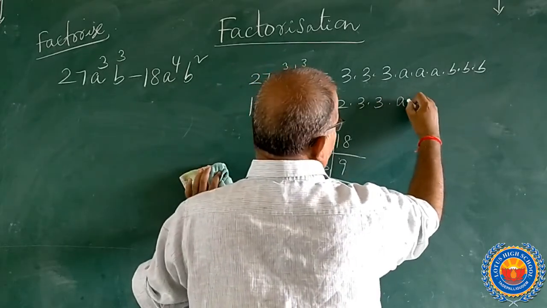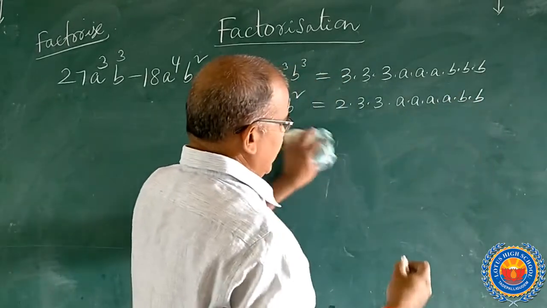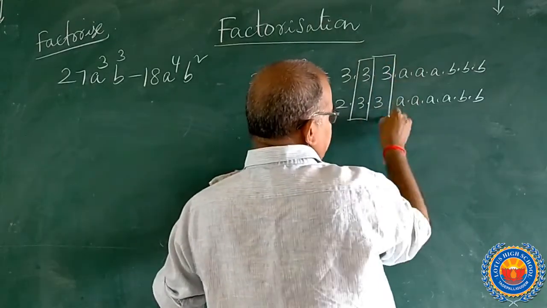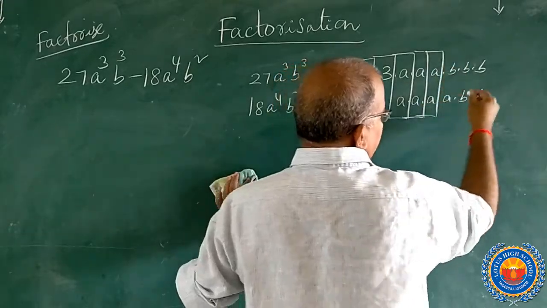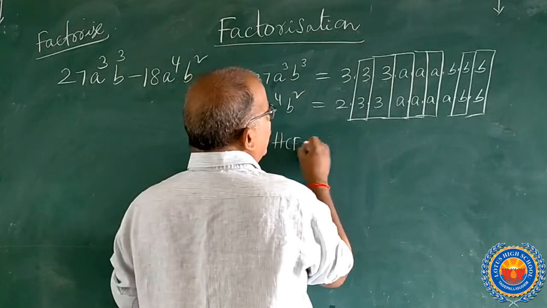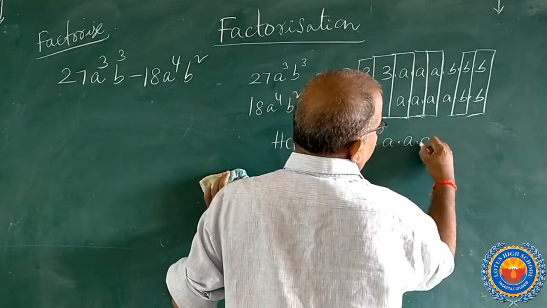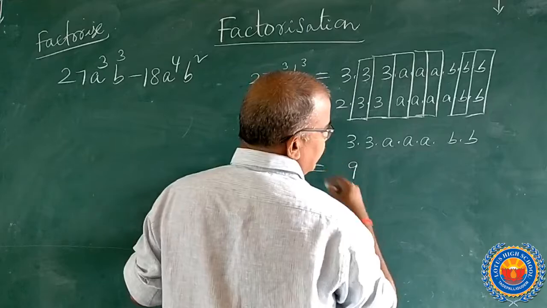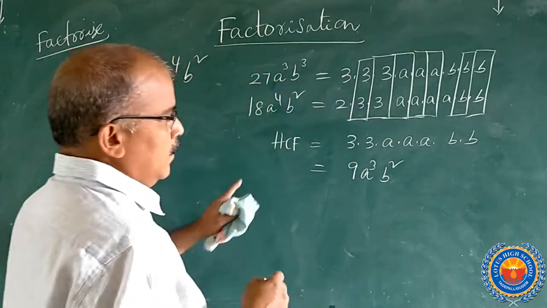Here, a to the power of 4 is a into a into a into a. b square is nothing but b into b. So which is common? Here 3 is common, a is common, and b is common. HCF is equal to 3 into a into a into a into b into b, which is 3 3s are 9, a cube into b square. So the HCF is 9 a cube b square.